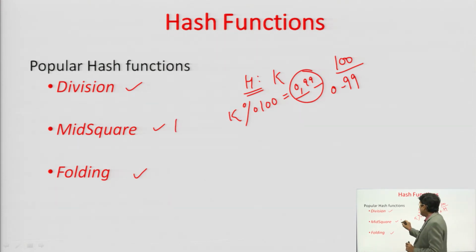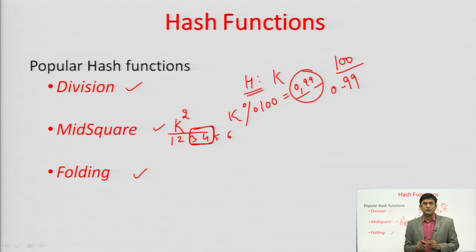The mid square method says that you take the square of the key, and then from the square of the key you select the digits which lie in the middle. For example, if I have a 6-digit number after squaring the key, and the digits lying in the middle are 34, then this will be the address of the data item in the hash table, or the location of the data item in the hash table.